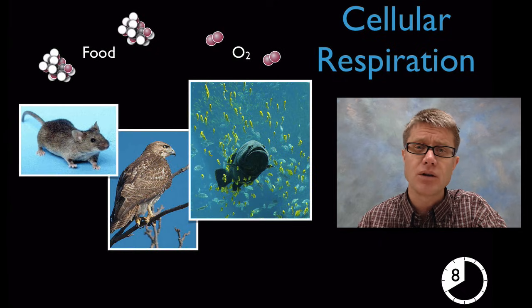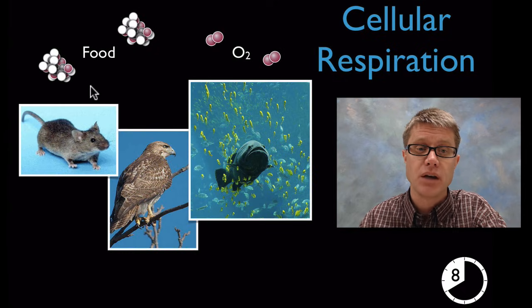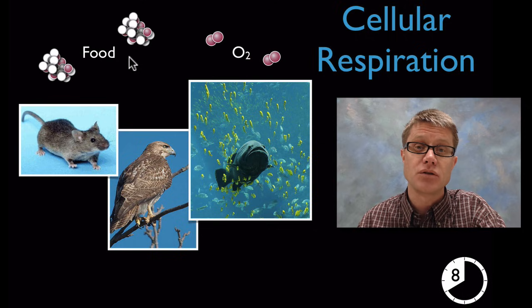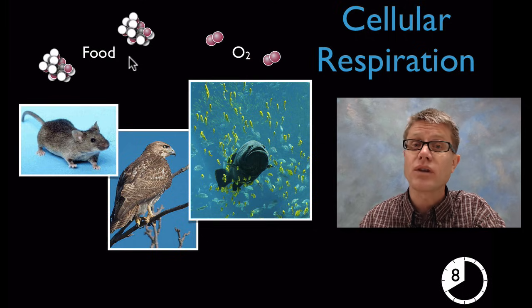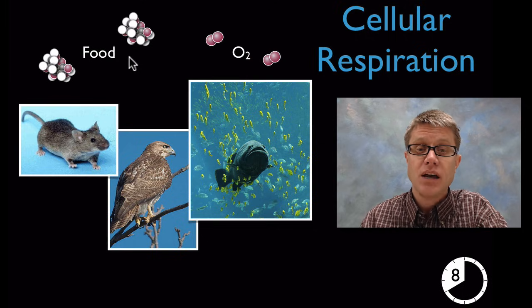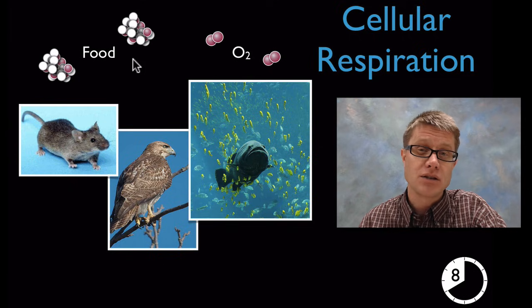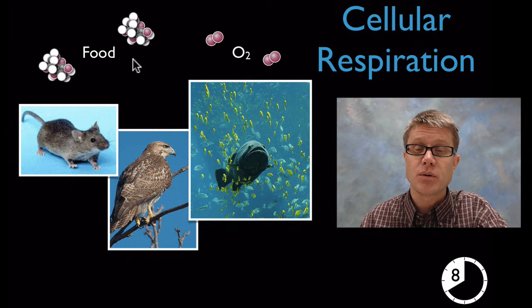If we now look at organisms, so animals, where do we get our energy? Well, we get it from the food. In other words, it's in the sugar that was produced by the plants that we eat or the animals that ate the plants. And so the way we release that energy is through a process called cellular respiration.